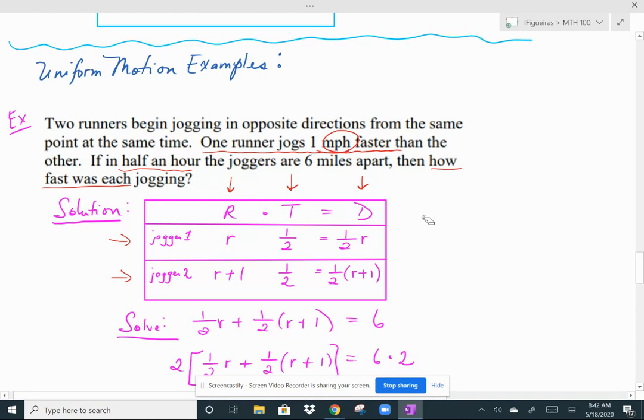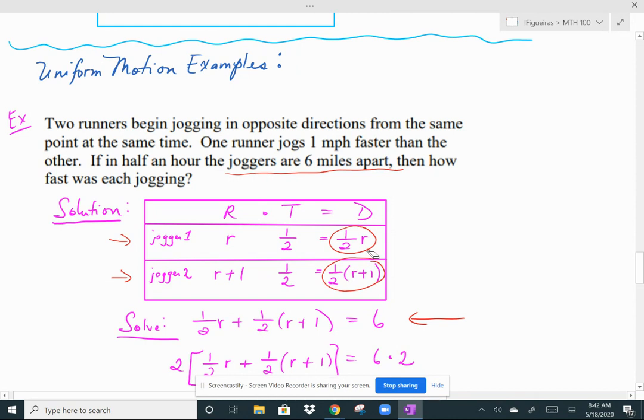So with these problems, you have to be a little bit more careful. Your last column isn't always your equation. You have to think about what they're doing. This piece of information is important. It says that in half an hour, the joggers are 6 miles apart. So that means that the total distance between them is 6 miles. And remember, 1/2 R is the distance of jogger 1, 1/2 R plus 1 is the distance of jogger 2. So your equation is the sum of their two distances equals 6.